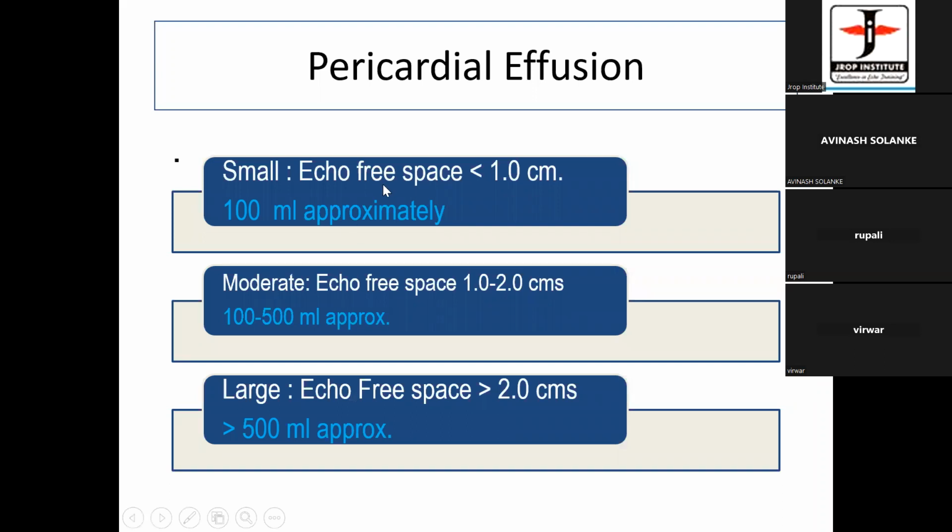How much pleural effusion is there? The most important thing: a small echo-free space of less than 1 centimeter gives rise to almost 100 ml of fluid. Moderate is 100 to 500 ml, with 1 to 2 centimeters of echo-free space. A large echo-free space, more than 2 centimeters, is considered a large pericardial effusion.